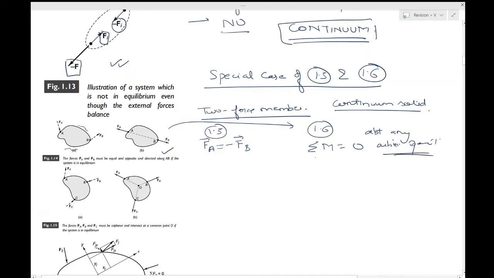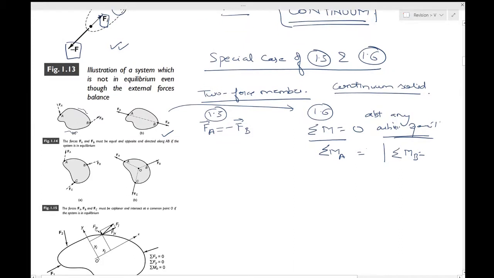So you can verify this. Find the moments about point A and calculate, then find the moments about B and calculate. Both of them must come out to be 0 in a situation like this.